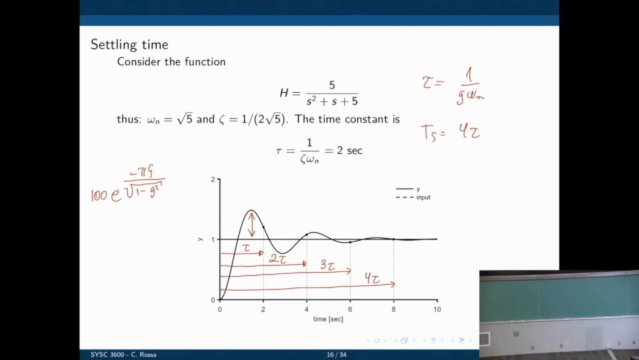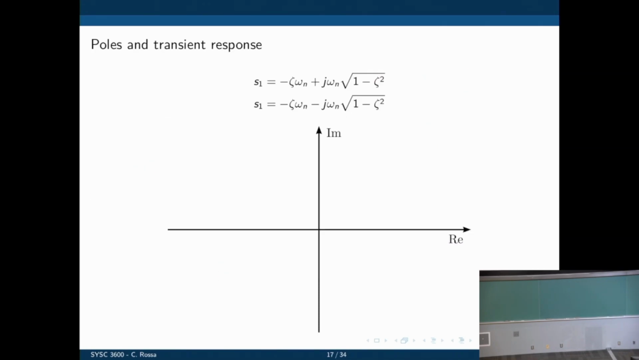So that's what the settling time tells us. Okay. So let's go back to the poles we found for the second order system. This is S1 and S2, not S1. And let's plot that on this real and imaginary S-plane.